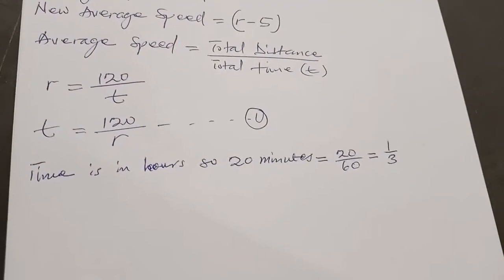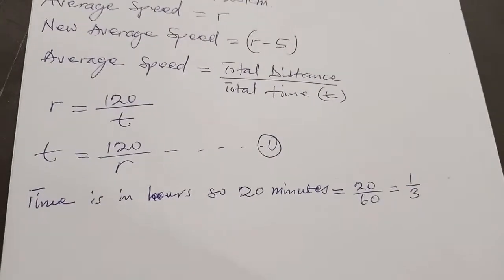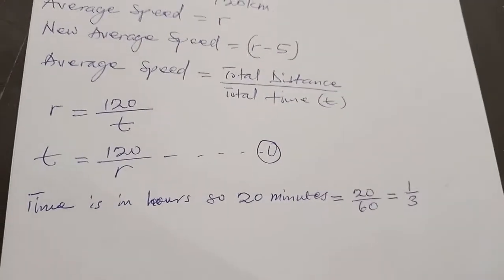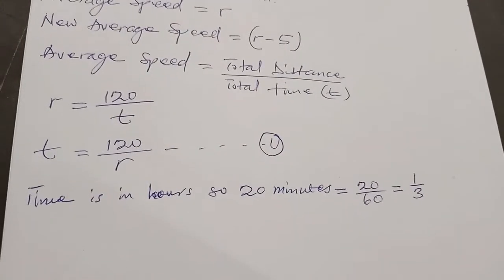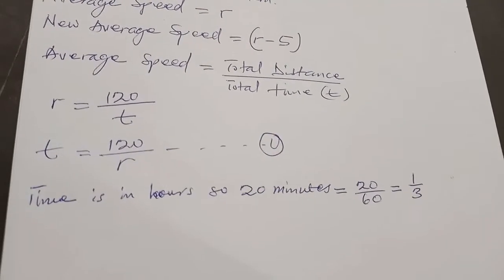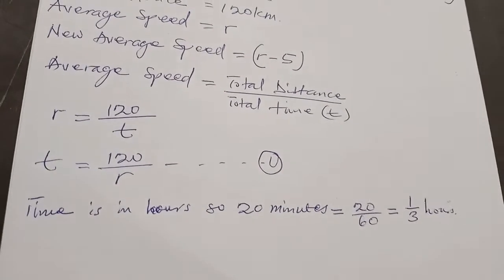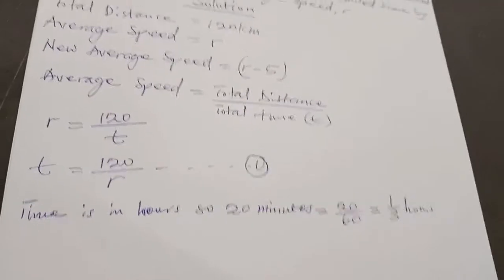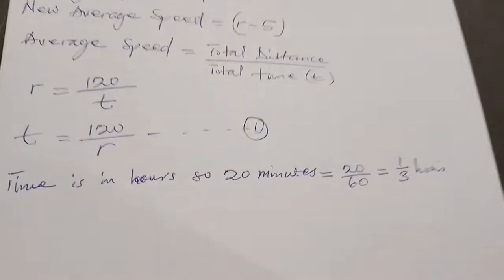Time is in hours, so the 20 minutes must be converted to hours. Since 60 minutes make 1 hour, whatever time is given to us in minutes, we just have to divide it by 60 to know what it is in hours. So now the time is 1/3 of an hour. Then now we can talk about the new average speed here.